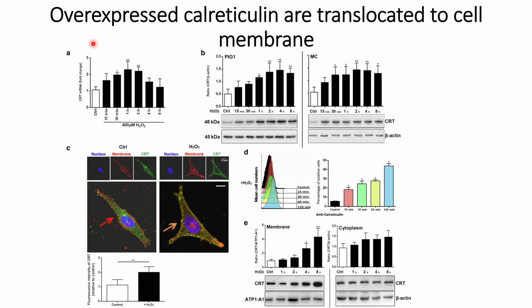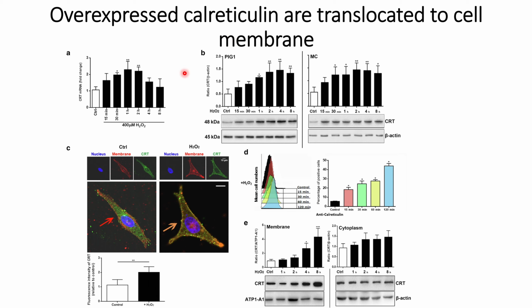Today we will discuss these overexpressed calreticulums and where they are expressed on the cells. After we discuss these figures, we will understand that these overexpressed calreticulums are translocated to the cell membrane. In the previous video, we understood that when melanocyte cells are under oxidative stress, they will cause overexpression of the calreticulum.